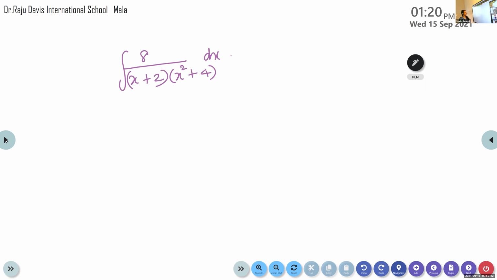So now look at here. Whenever we are given a function like this, first you name this as I. I is equal to. And look at here, the numerator we have is 8. 8 means constant, isn't it? 8 we can take as common outside. So it is 8 into the integral of 1 by (x plus 2) into (x square plus 4) dx.